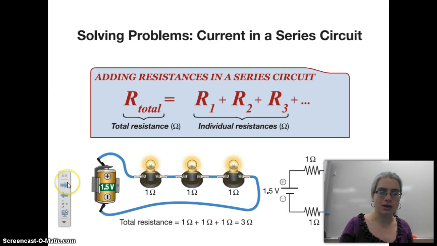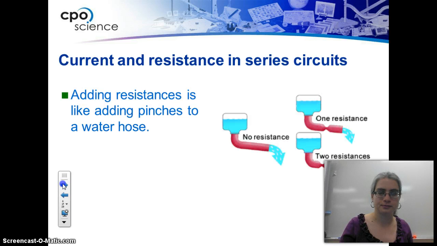And we need to know that because we need to know how much current and how much voltage we need to flow through it in order for all the light bulbs to light with an appropriate amount of brightness. So this is the water analogy that we've been talking about. And adding resistance is like adding pinches to the water hose. It becomes more and more difficult for the total amount of water to pass through.